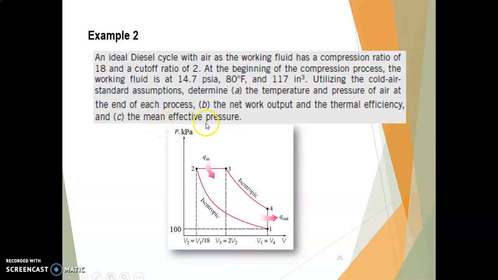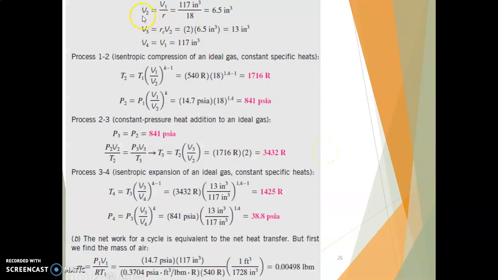Then the last part is the mean effective pressure. As I mentioned previously, the mean effective pressure is the last point of your calculation. In the beginning, we calculate volume number 2 from the compression ratio formula, so it will be volume number 1 over the compression ratio. Then we calculate volume number 3 using the cut-off ratio. Then we calculate specific volume number 4, which is constant, the same as volume number 1.